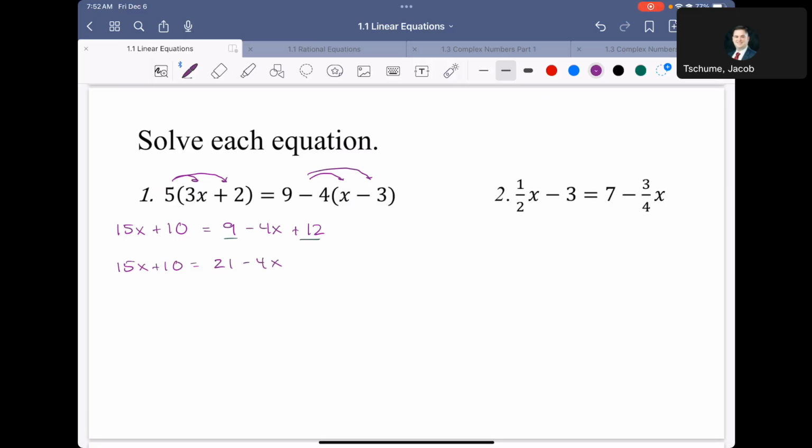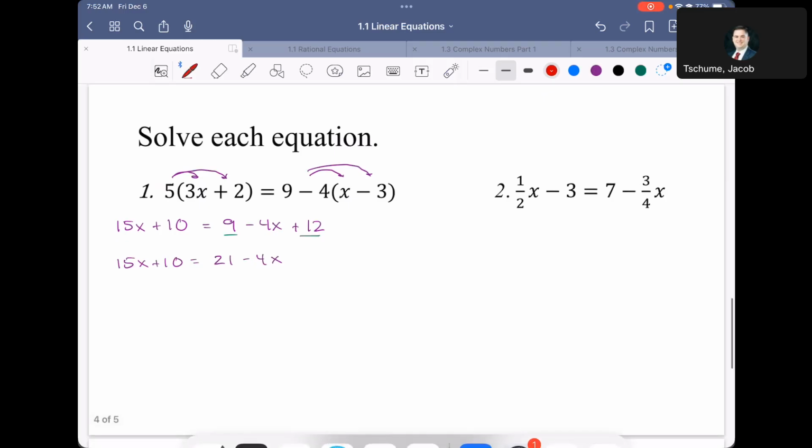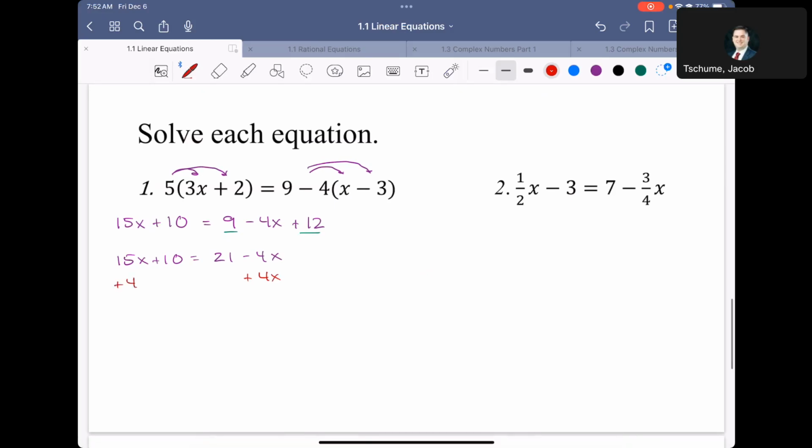So from here, we're going to get all the letters on one side and all the numbers on the other. So like I said, typically I will put the x's on the left. So if I want to move this negative 4x from the right-hand side to the left-hand side, I have to do its opposite. So what you'll see here is that I'm going to add 4x to both sides.